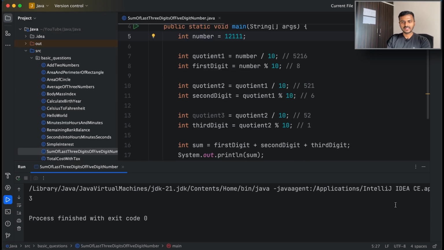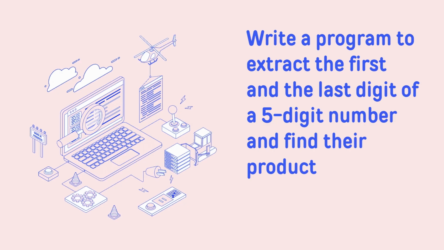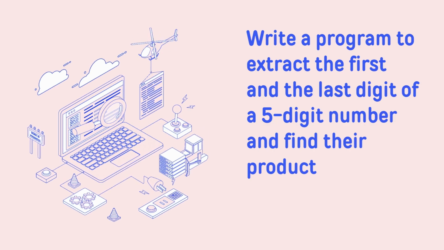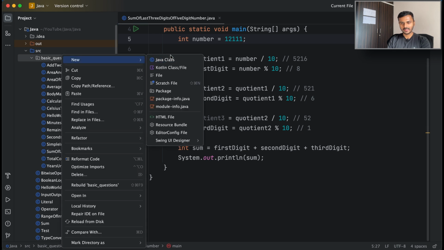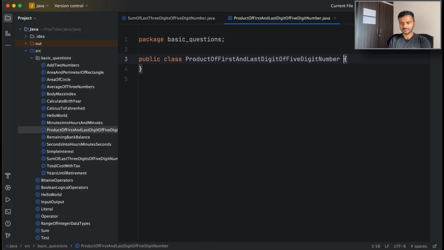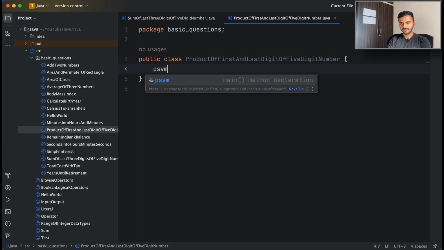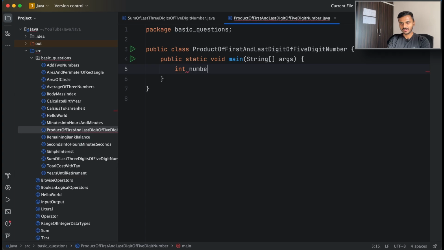Then let's move on to the next question, which is extracting the first and the last digit of a 5-digit number and finding the product of the first and the last digit. So for that, let's first of all create a Java class, and let's name the Java class as product of first and last digit of 5-digit number. And we'll have public static void main, and we will take a 5-digit number first of all. We'll say, for example, 52168.